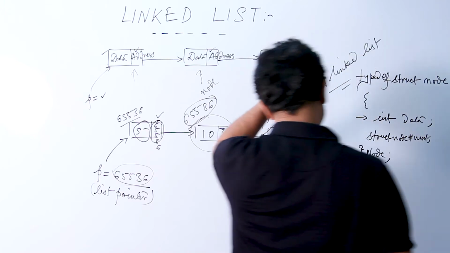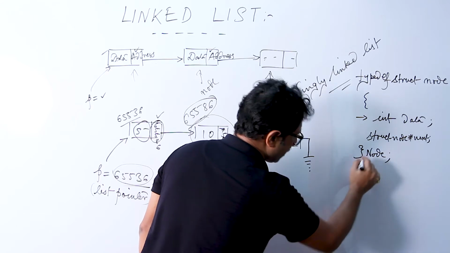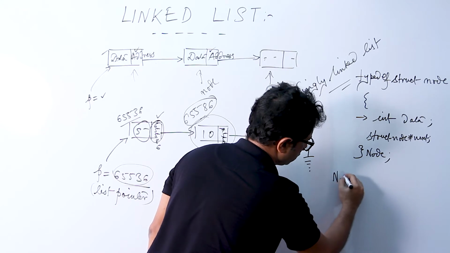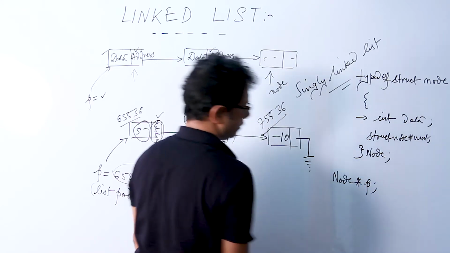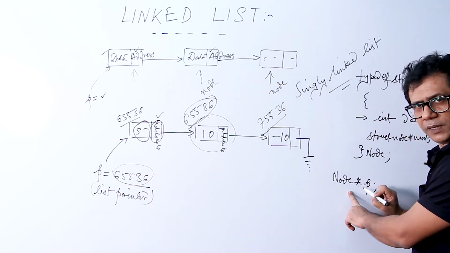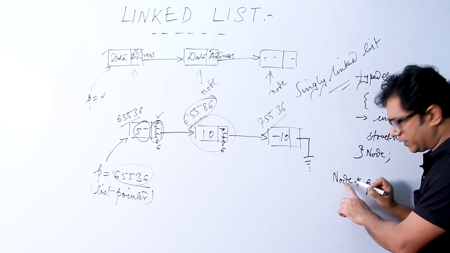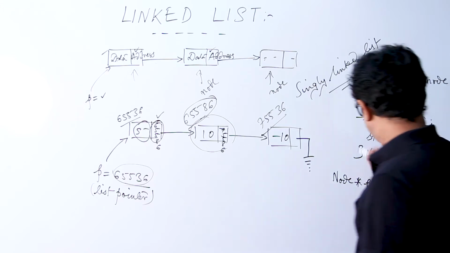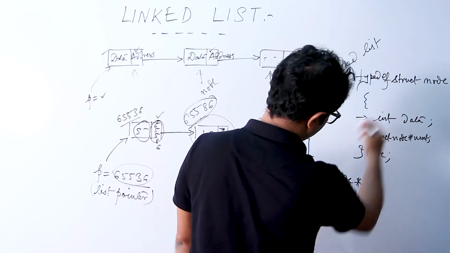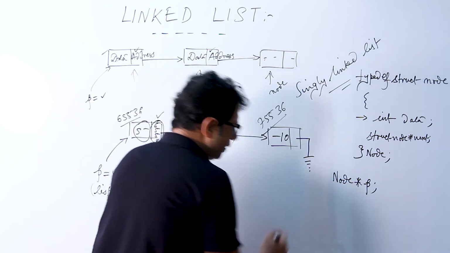Now, after the declaration of this structure, I will take a pointer like this, node star P. So what is node star P? P is a pointer which points to data of the data type node. And the data type node has been explained by this structure declaration, structure definition. So node star P is a node pointer, and we'll write it like this.